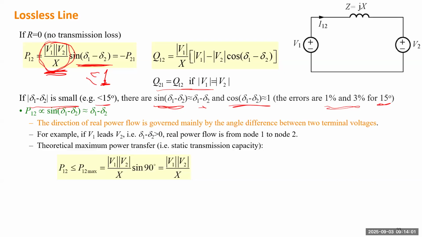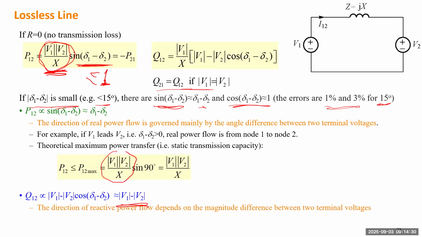So usually we call this part the static transmission capacity, or theoretical static stability limit. Reactive power will be roughly proportional to the voltage difference. So if you want to send reactive power over a transmission line, you only need to increase the sending end voltage magnitude.